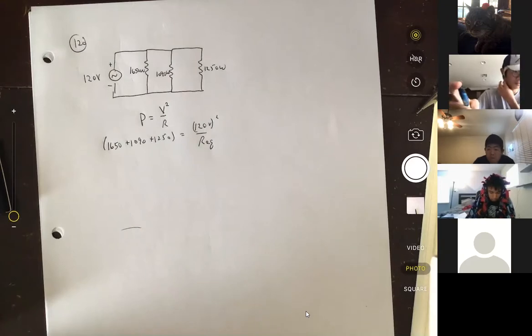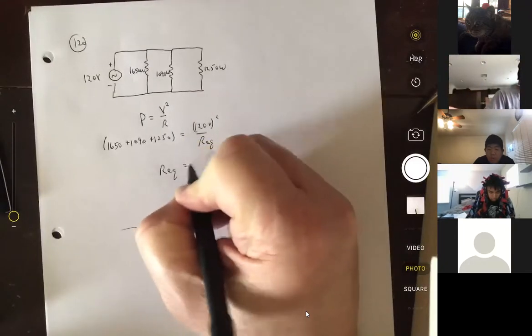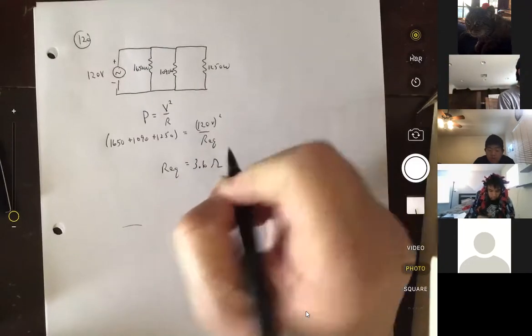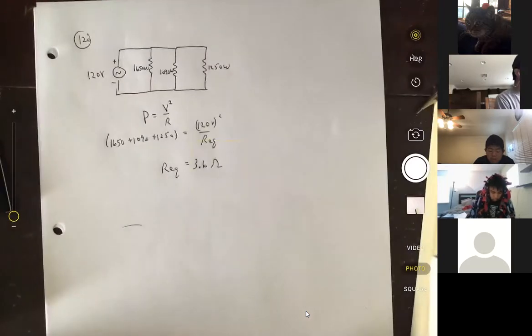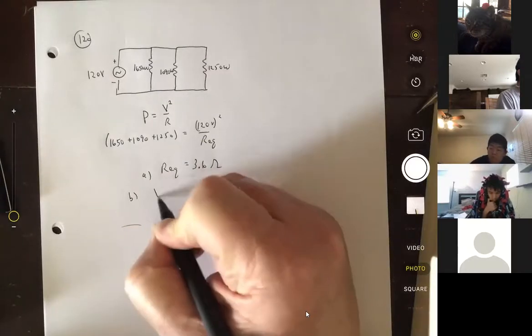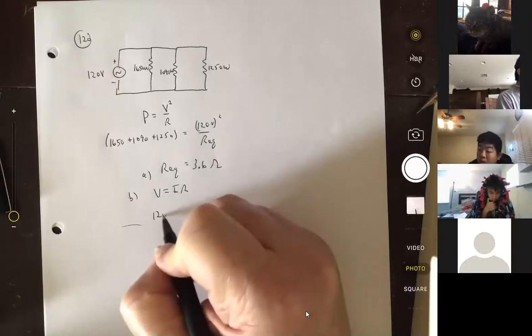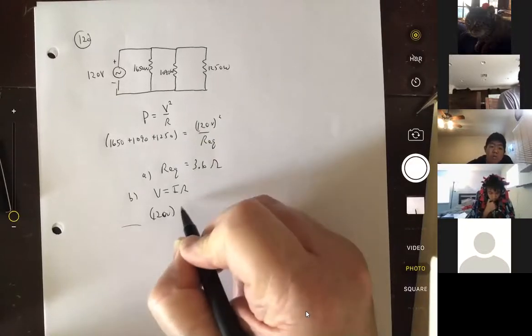All righty. I've written that down, but my screen is totally lagging. So I get equivalent resistance of 3.6 ohms. Yay, that's part A. Now to do part B, all I have to do is V equals IR. They want to know the total current out of the battery. I've got a 120 volt power supply and 3.6 ohms attached across it, and then just solve for the current. Is that okay with you, Zong?